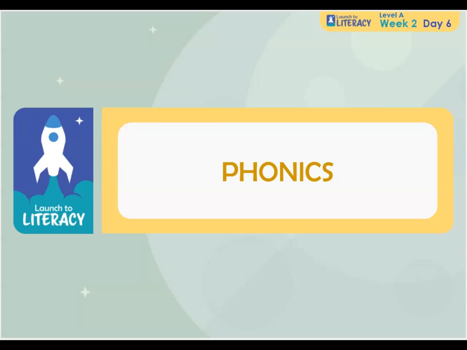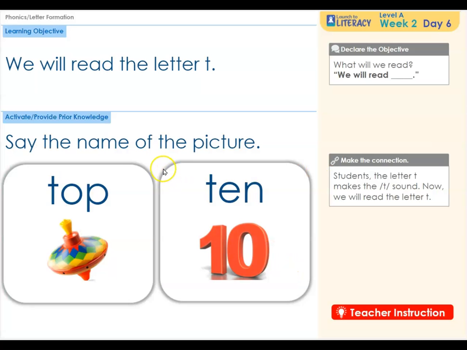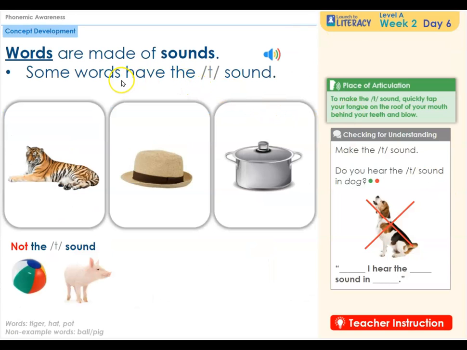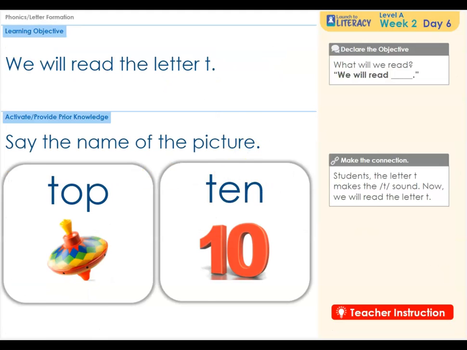Now it's time for phonics. All right, let's go to phonics. In our phonics letter formations, well, we just heard the sound. Now we're going to learn to read the letter T. In the last lesson, sometimes you might say some words have the T sound. No. We are listening for it in phonemic awareness. Some words have the T sound. All right, let's continue. We're advancing our slides.